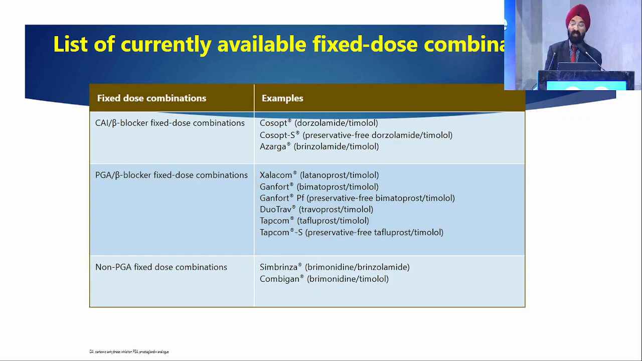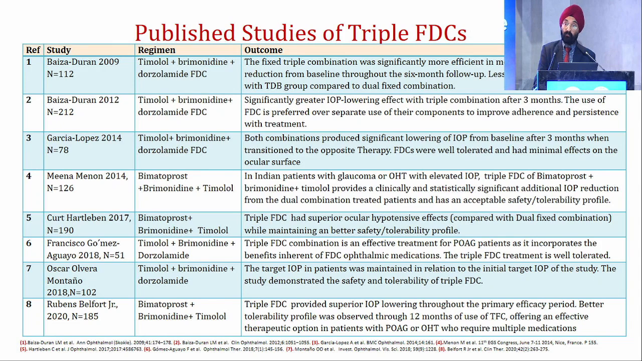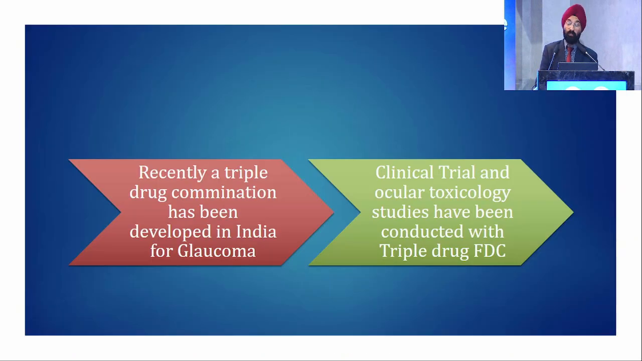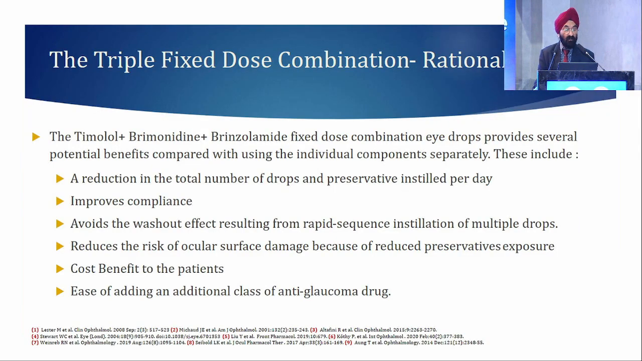So this is the list of currently available fixed drug combinations. You have combinations of dorzolamide with timolol, brinzolamide with timolol, or prostaglandin with timolol, or brimonidine with brinzolamide. And now we have the advent of triple drug therapy in just 1 bottle. And these are the published studies of triple fixed drug combination in various parts of the world. These are in peer-reviewed literature. And we are fortunate to have recently a triple drug combination developed in India for glaucoma, and trials have been conducted at multiple centers with this triple fixed drug combination.